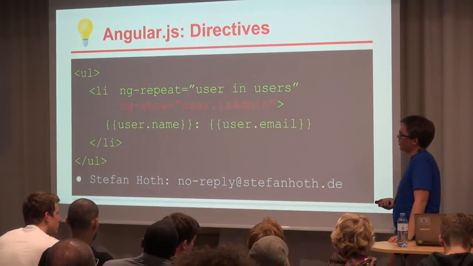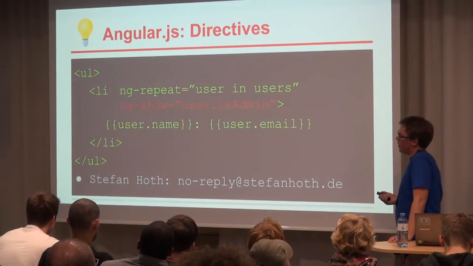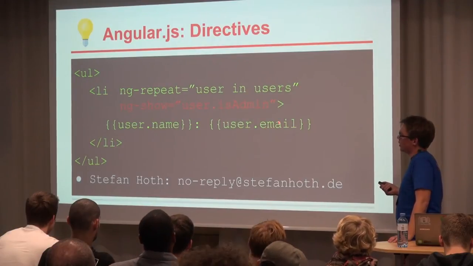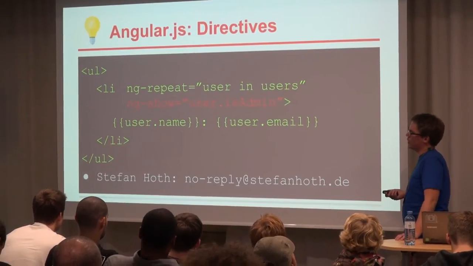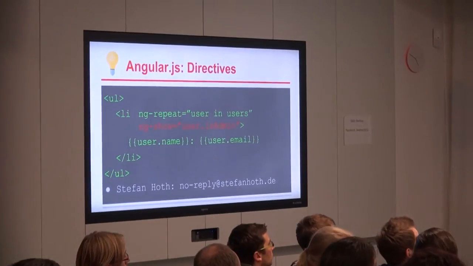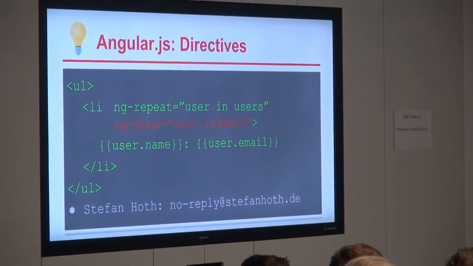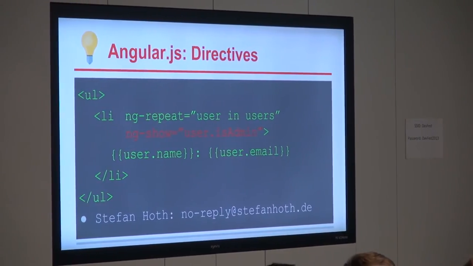Another directive which comes in very handy is the show directive. It tests the predicate that's being defined here. For example, is admin, and only if this is true, it prints out the user. And hey, what do you know? I'm an admin, and Bob wasn't. So in the end, we see only my name popping up in the list.